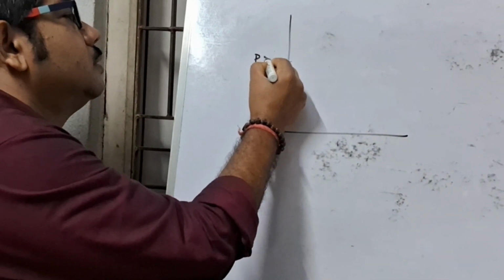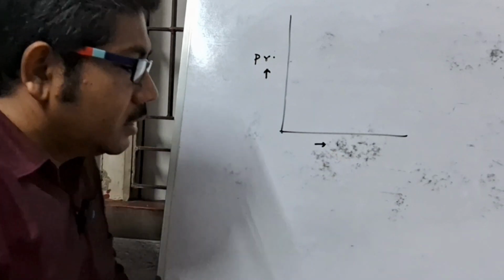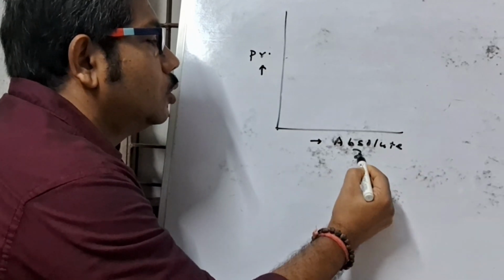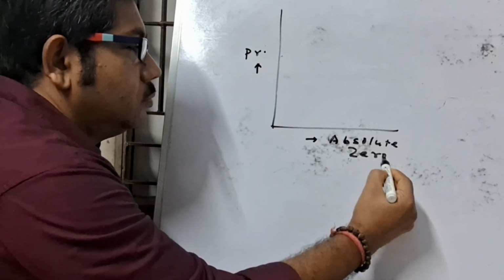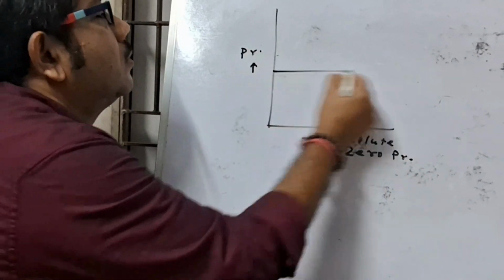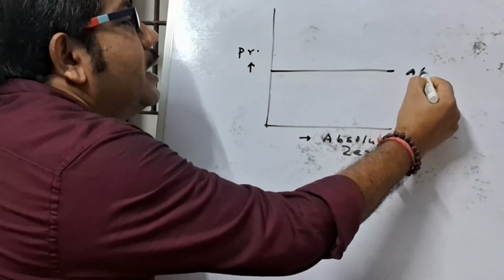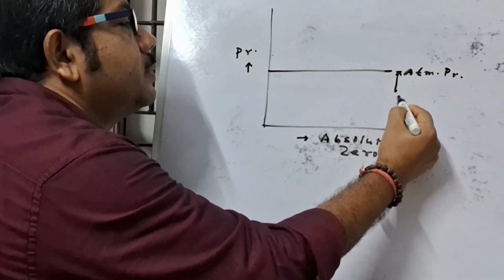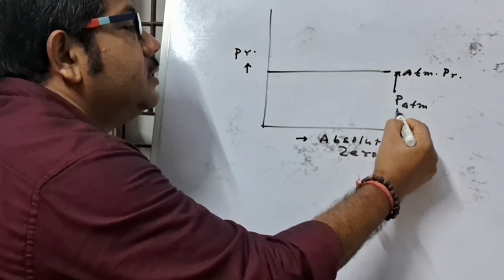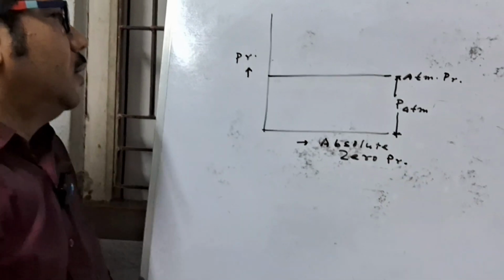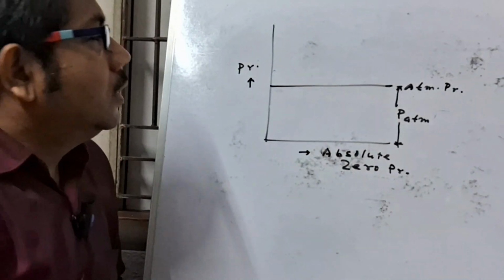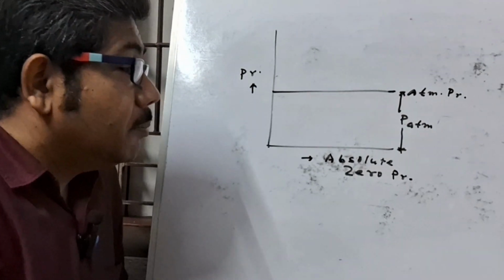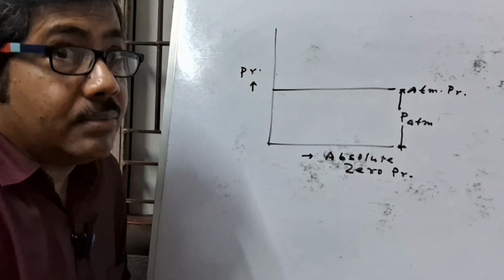Look at the board. This is pressure and this is absolute zero pressure. This is atmospheric pressure. Here this is atmospheric pressure P suffix ATM. So absolute pressure can be measured with respect to gauge pressure and vacuum pressure.